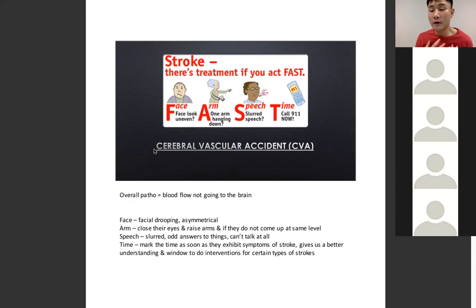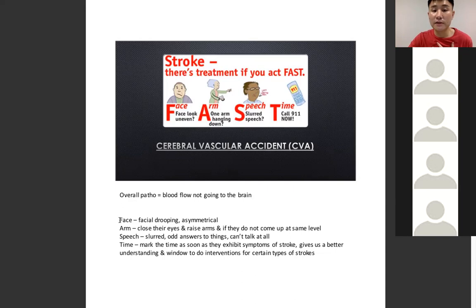So the heart continuously pumps blood into the brain through the carotid artery and the other arteries right here in our neck, continuously providing blood to the brain so that the brain can function and receive oxygen, so no tissue death will occur. That's why the basic overall pathophysiology of stroke is that blood flow is not going to the brain.